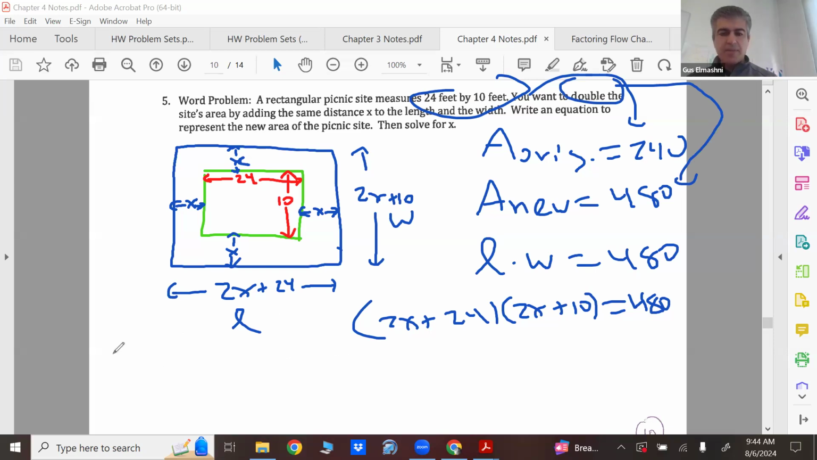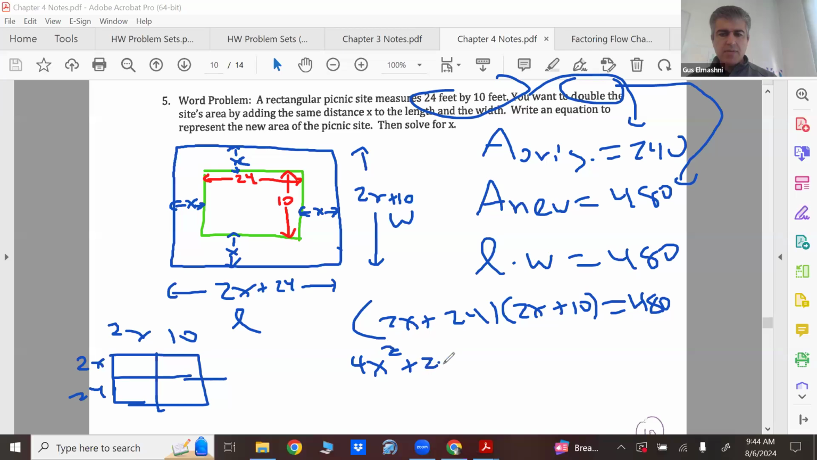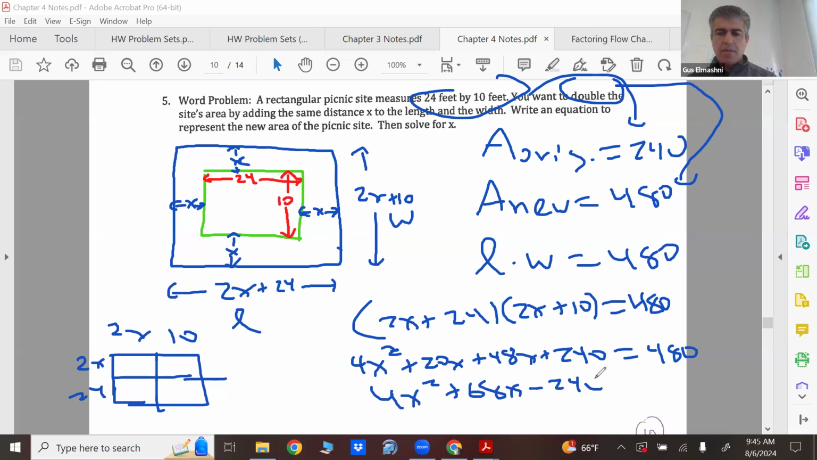If you were to multiply this out, 2x times 24, 2x times 10, I should get 4x squared plus 20x plus 48x plus 240. Okay, I think I've done it right so far. Let me know if you see any mistakes.